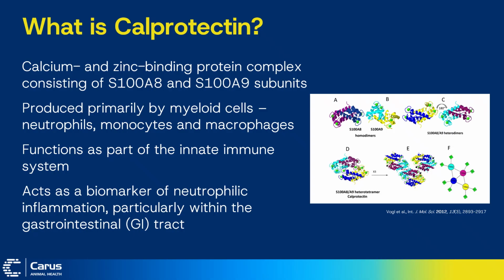Calprotectin is a calcium and zinc binding complex which is produced by myeloid cells, primarily by neutrophils. During inflammation, the innate and adaptive immune responses are stimulated, which results in an influx of phagocytic cells and the release of inflammatory cytokines. These then chemo-attract neutrophils, which trigger a cascade of events leading to those neutrophils' disintegration.